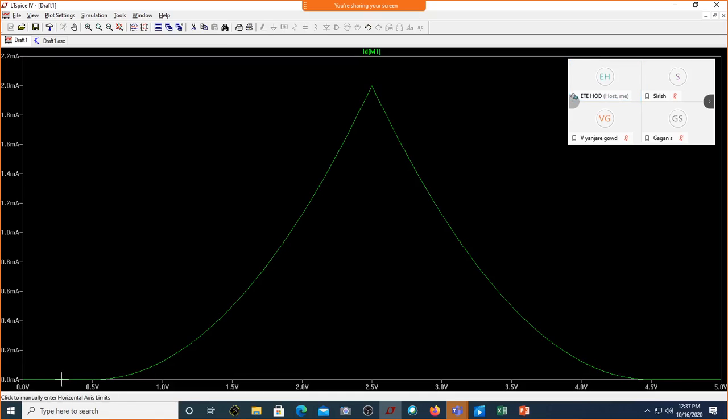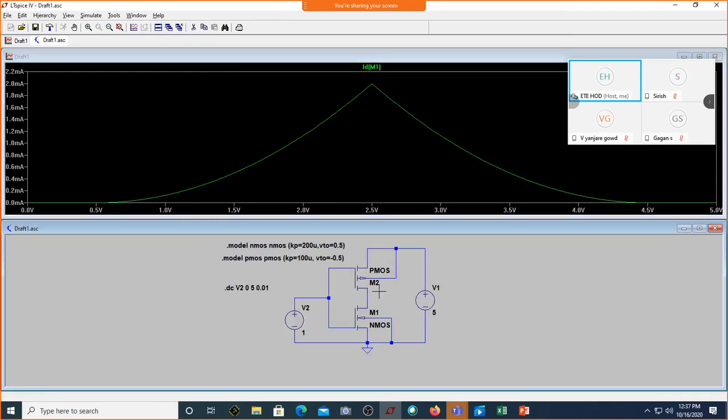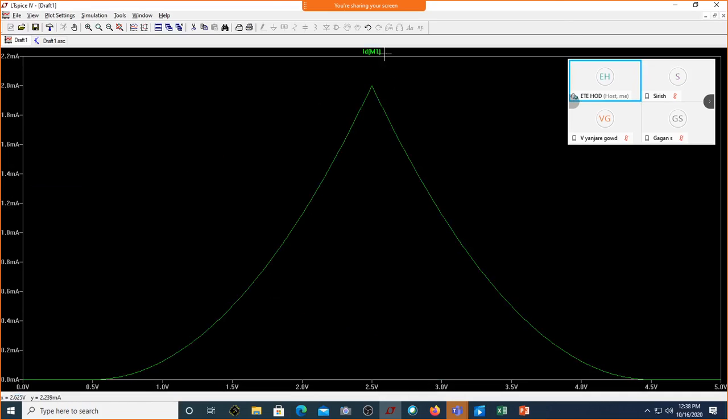Why is it flat? Let me also show you what this current I am showing is. This is the current that is flowing in the circuit, from rail to rail, from VDD to ground. This is the current that I am showing here. Now comment on this. Why is it flat between 0 and 0.5 and between 4.5 and 5?